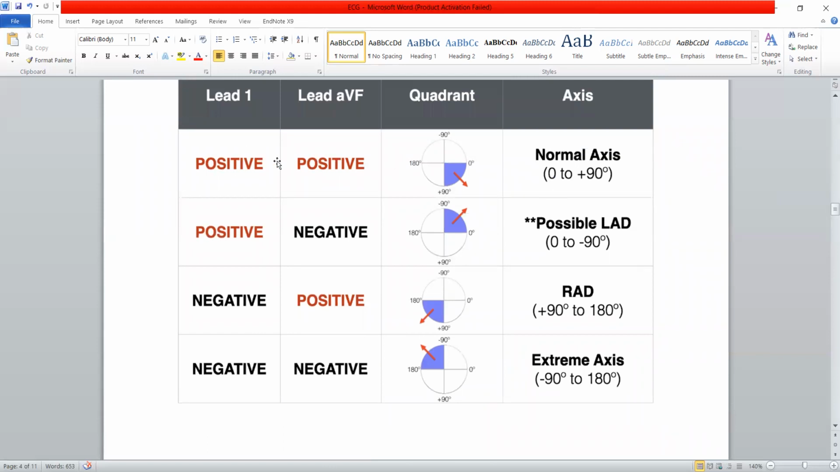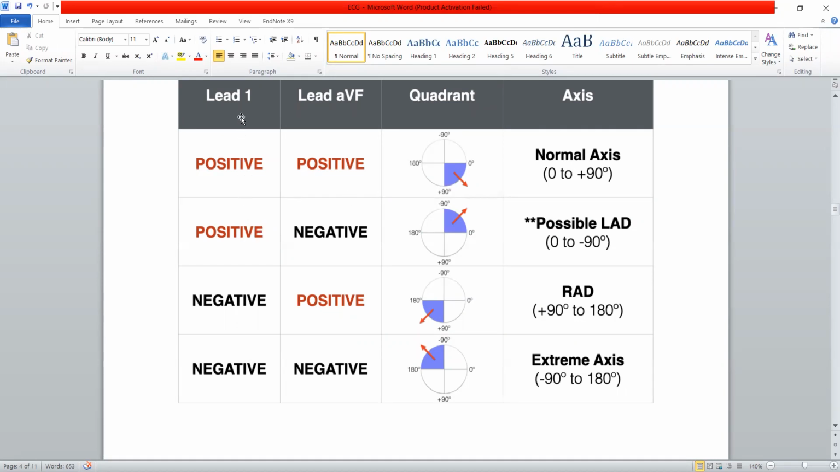So again, the circle here is minus 90, here is plus 90, here is 0, here is 180. You can just remember only these four angles. So lead 1 is positive. Lead 1 positive means current is flowing towards lead 1. Here is lead 1. Lead AVF is positive. It means current is flowing towards lead AVF. So the cardiac axis is normal, between lead 1 and AVF.